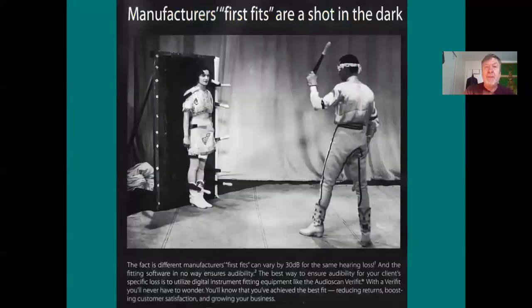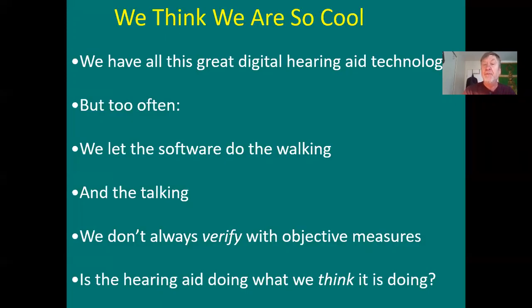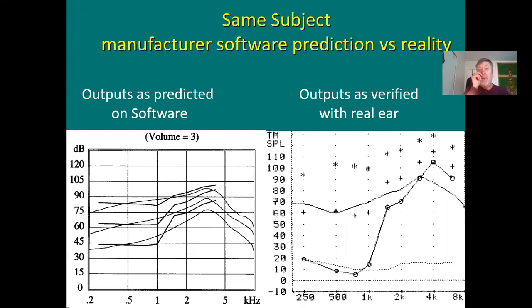And again, you got a big problem, because manufacturers' first fits are like a shot in the dark. If you want to find out what you're really getting, do real ear. Here's an example. On the left, you're going to see a manufacturer's first fit. And you'll see 3 different targets, because it's a compression-based fitting method. Could be DSL, could be NAL-NL1, NAL-NL2, whatever. Doesn't matter. You got 3 different targets.